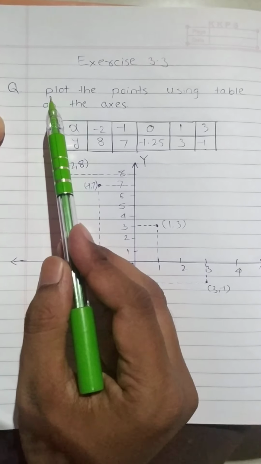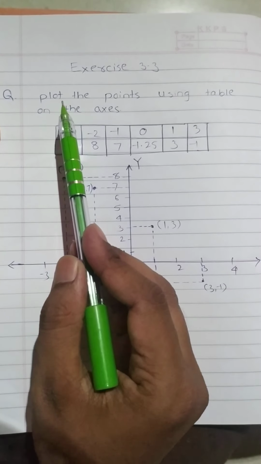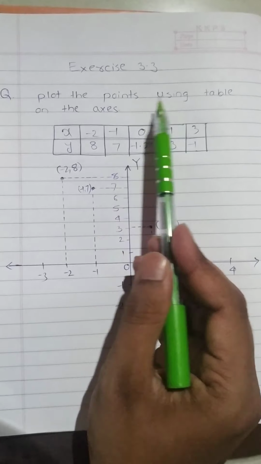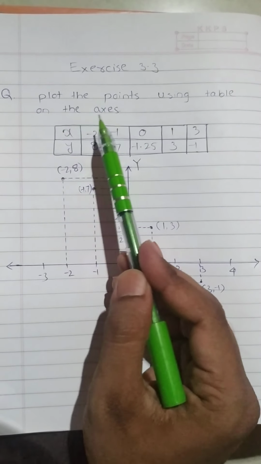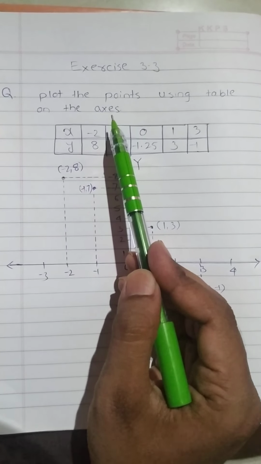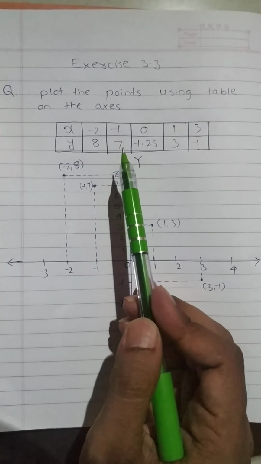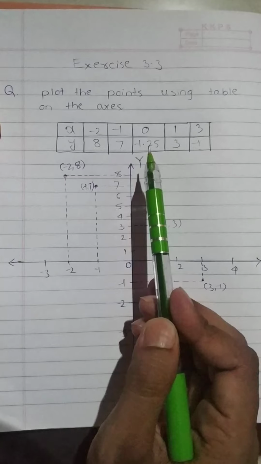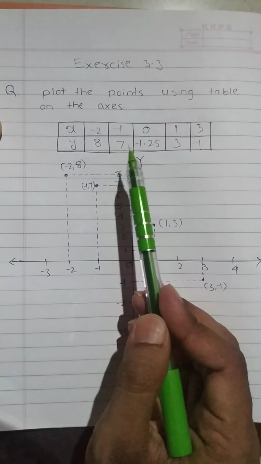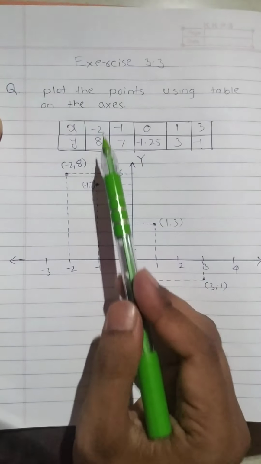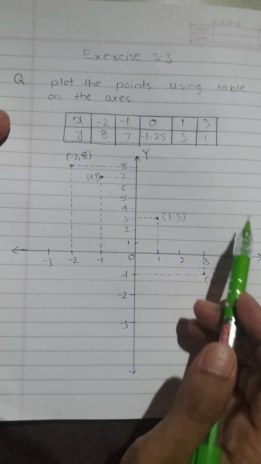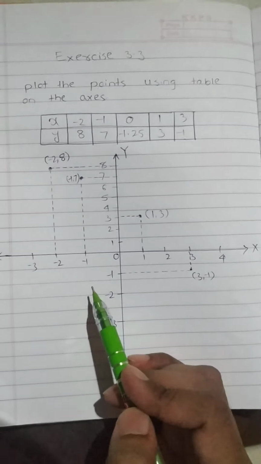So here the question is, plot the points using the table on the axis. Now here a table is given, and on the basis of this table we are asked to find the points on the coordinate axis.